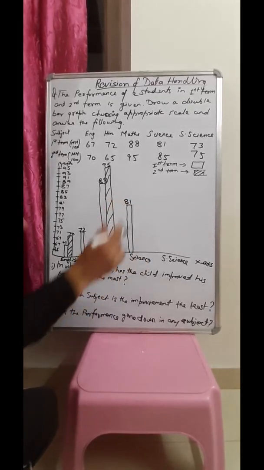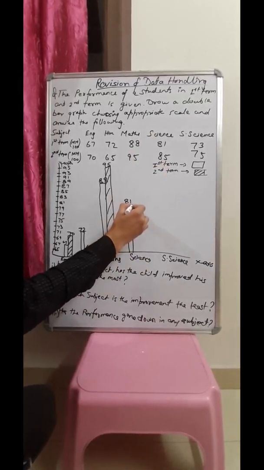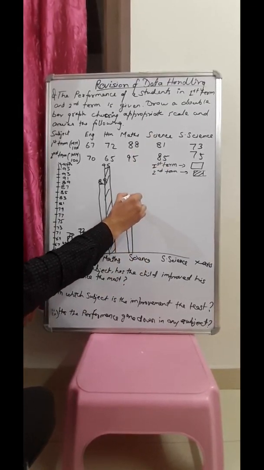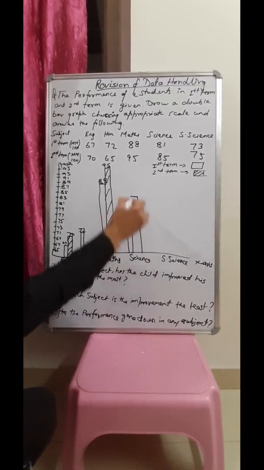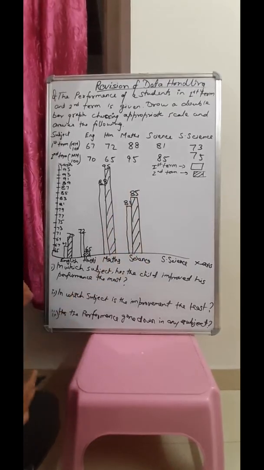This is 81, and in science the second term marks is 85. So here the bar will go up to 85. So this is 85 and it is of the second term, that's why we have to make a shaded part.